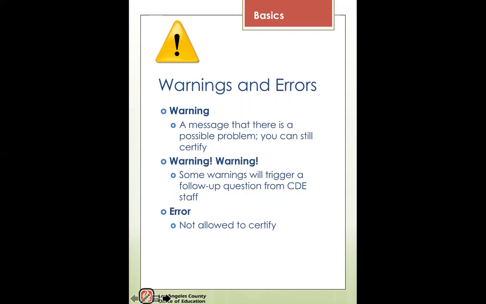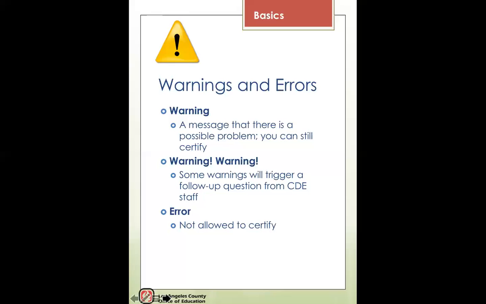And then the CDE uses a term called warning warnings, and those are really, something is really wrong, and you really need to fix it. But they're still going to let you certify it with a warning. So an error is different. An error does not allow you to certify. So when you're getting an error message, you know that something is wrong, that you can't submit the page.